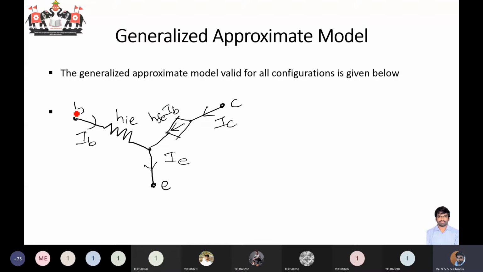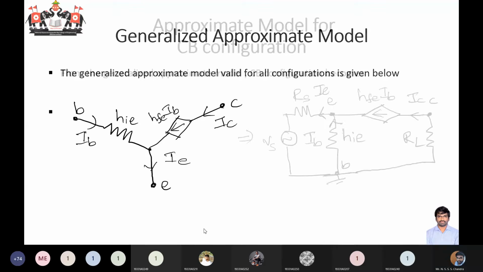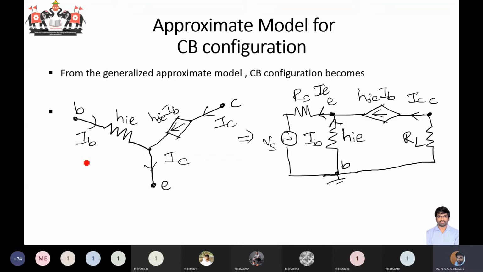Okay, so we have these three terminals. Based upon between which two terminals we are giving the input signal, and between which two terminals we are taking the output signal, we can determine the transistor configuration. Okay, so for example, this is the approximate model we have. If you want a common base configuration, what we need to do is give the input signal between these two terminals. Okay, so your base will be grounded.